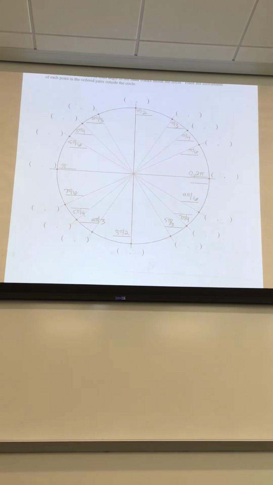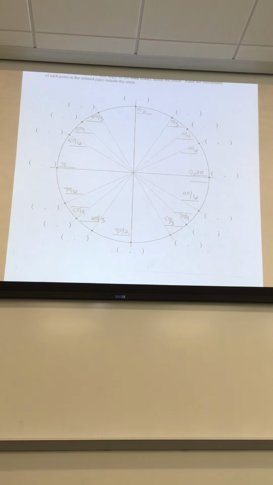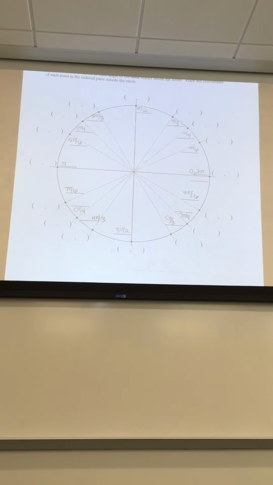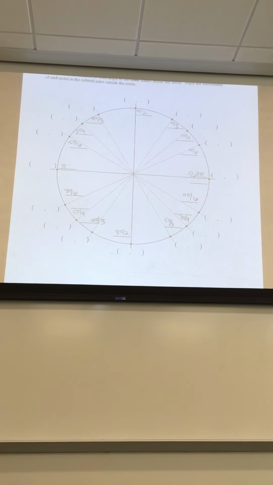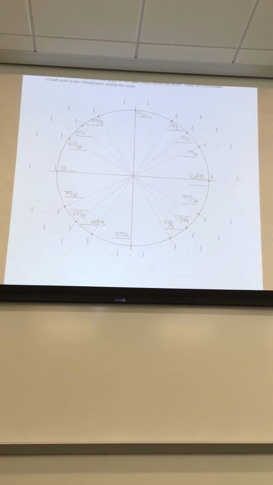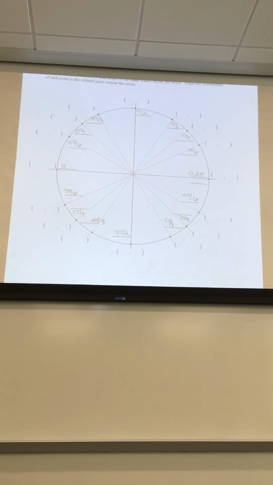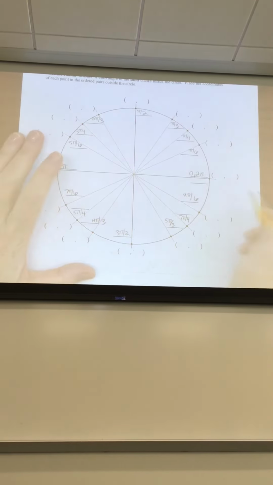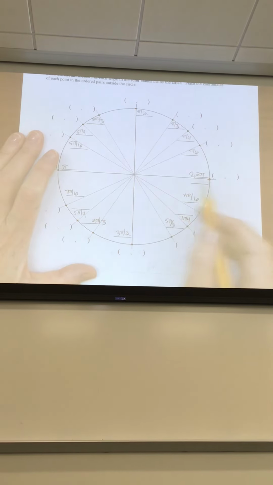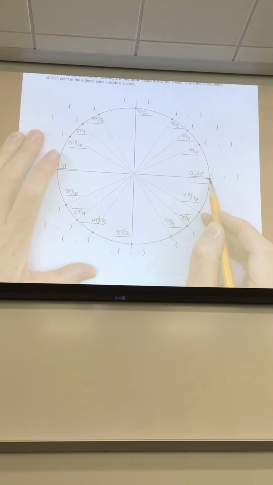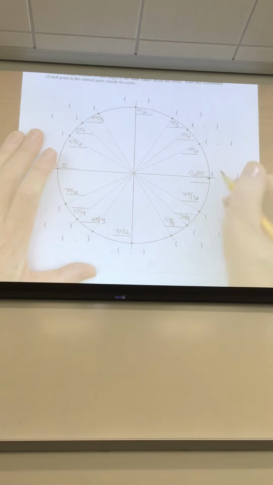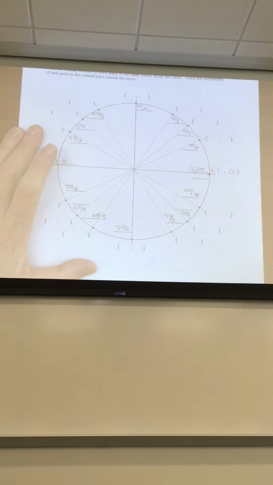Now, those parentheses outside the circle, that's where we're going to put x and y coordinates. This is called a unit circle because the radius has a length of 1 unit. So if I want to plot this point right here in the xy plane, I'm going to go over 1, because the length of the radius is 1, and then up and down 0. So that's 1, 0.